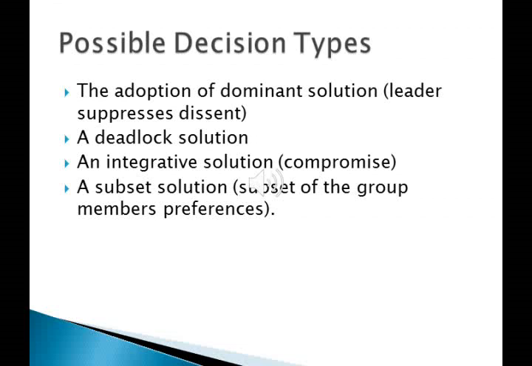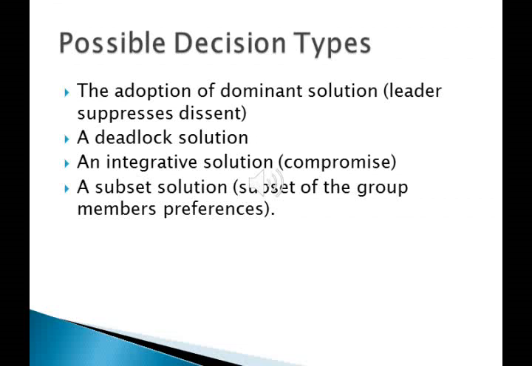For any foreign policy decision, especially within the unit, we have different possible decision outcomes. So we either have the leader that suppresses dissent and adopts the dominant solution, which is the leader's solution. That's one option. The other option is that we reach a deadlock, we cannot arrive at a decision because we cannot agree on anything. That's a deadlock solution. And there is the other alternative, which is the integrative solution, which is reaching a compromise. We discuss, we argue, and then we vote, and we reach a compromise.